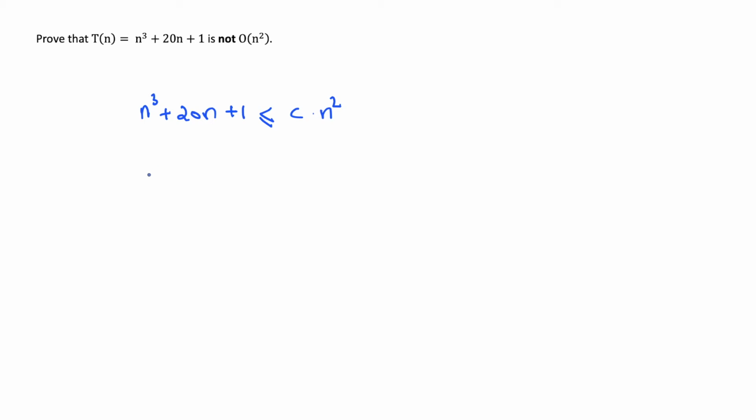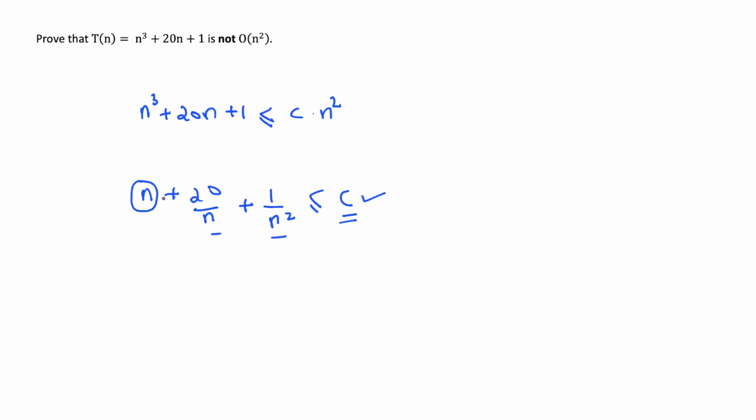So let me divide both sides of this equation by n square. If you divide n cube by n square, you will get n, and if you divide 20n by n square, you will get 20 by n, and if you divide 1 by n square, you will get 1 by n square, which is less than or equal to c. So this inequality says that the left hand side should be less than or equal to some constant all the time. If you look at the left hand side, we have an n in the numerator, but here and here it is in the denominator.